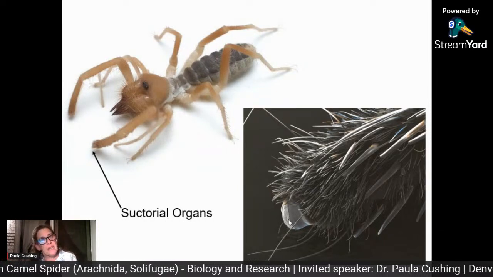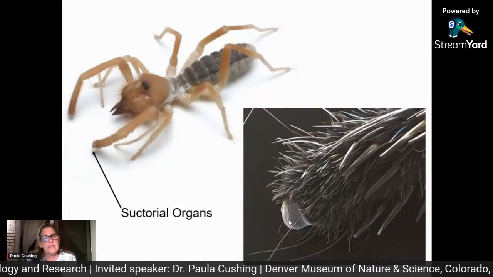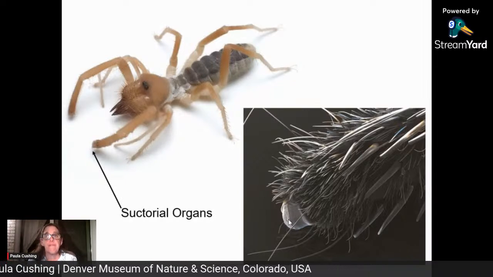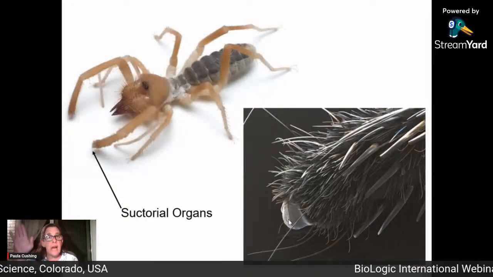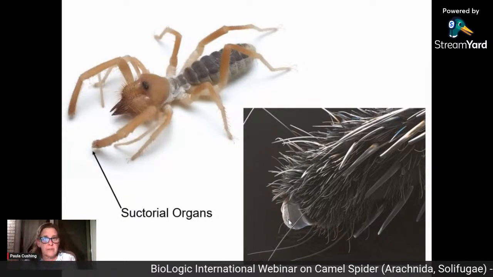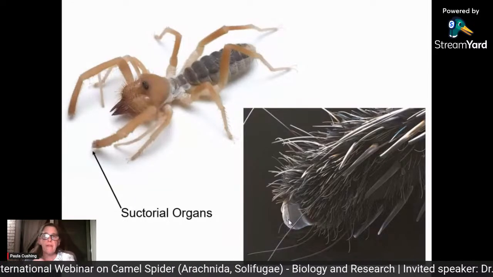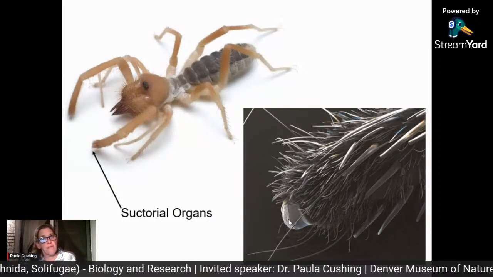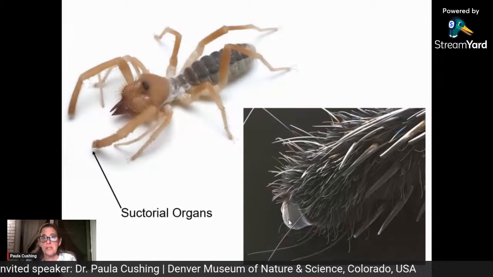It functions kind of like the toe pad of a gecko, holding on to smooth surfaces using hydrophilic forces. So Solifugae, camel spiders for example, can climb up the glass wall of a terrarium using just those suctorial organs. The males use them to hold on to and manipulate the female's body when copulating with her. Solifugae also use those suctorial organs to pull prey closer to their chelicerae.